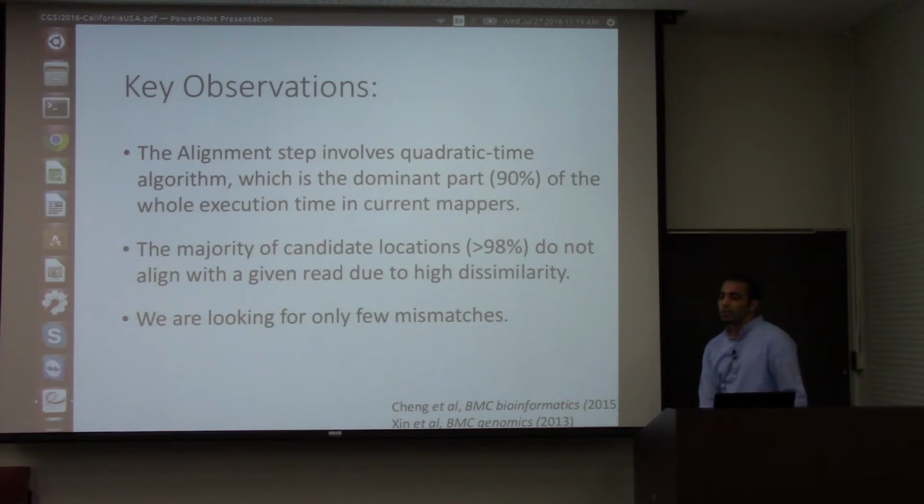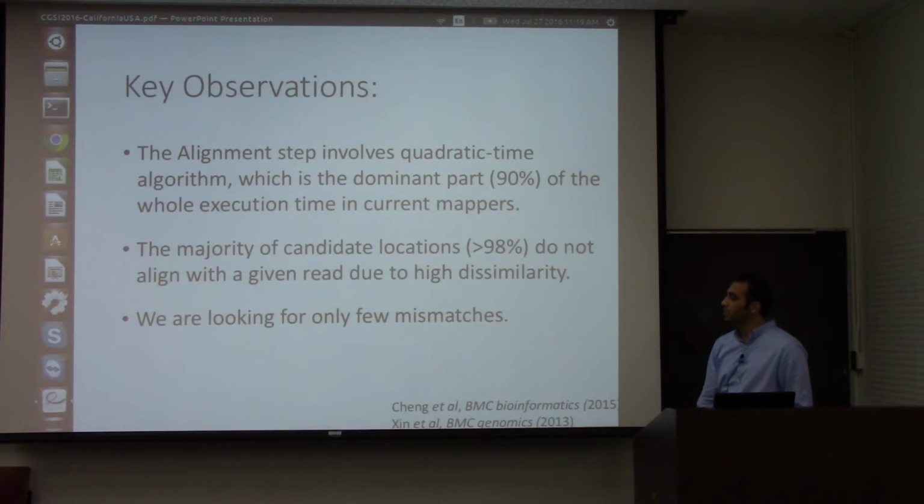There are a few key observations that help us solve this problem. The first is that the alignment process involves a dynamic programming algorithm, which normally takes quadratic time, and thus this dynamic programming occupies around 90% of the running time for any current mapper.